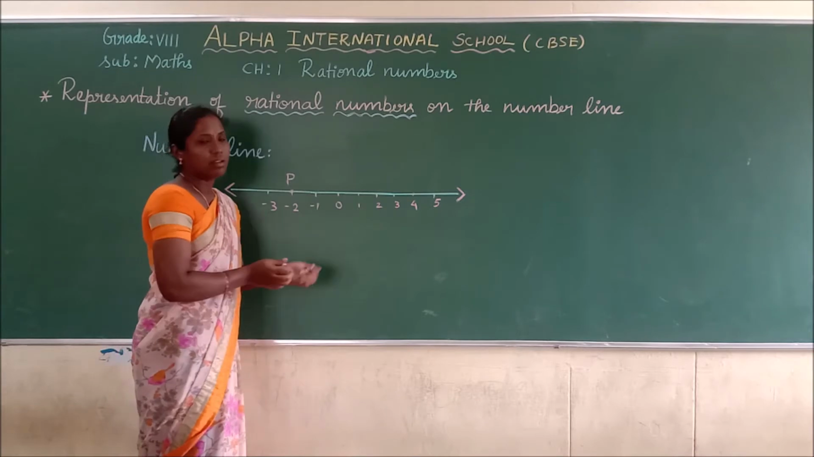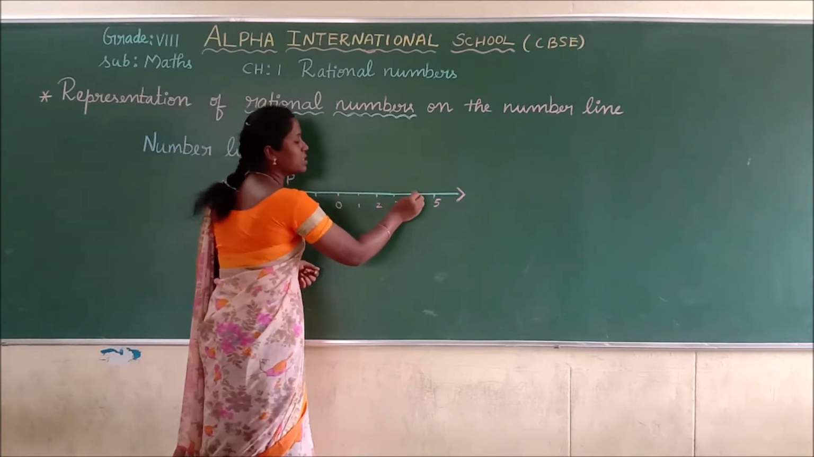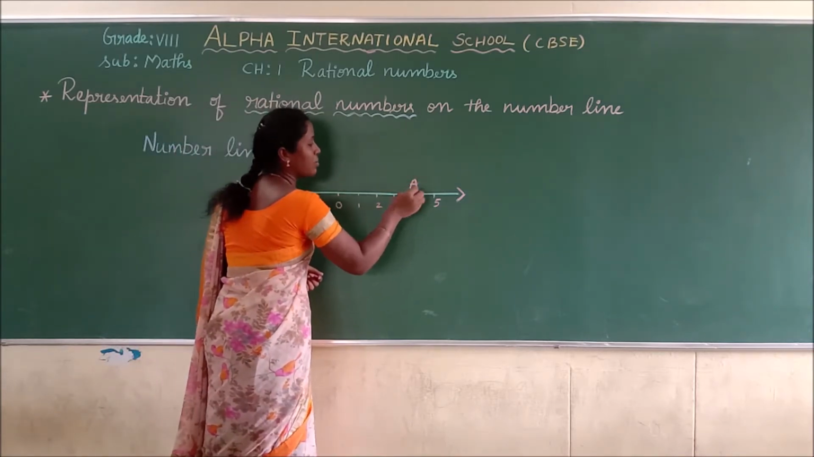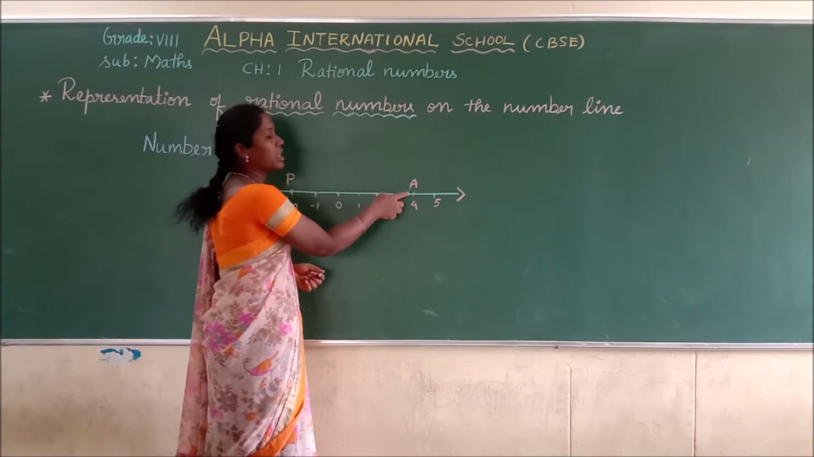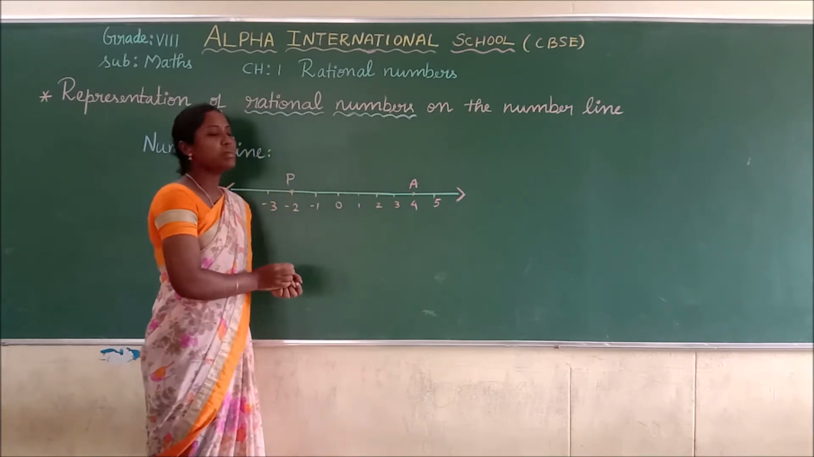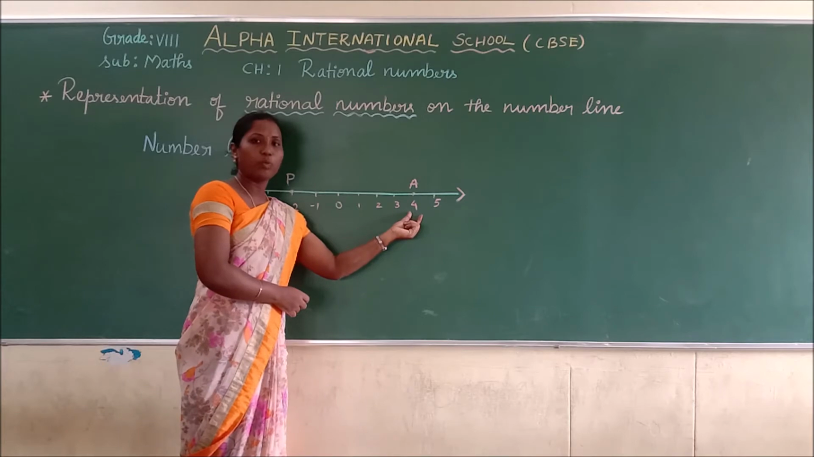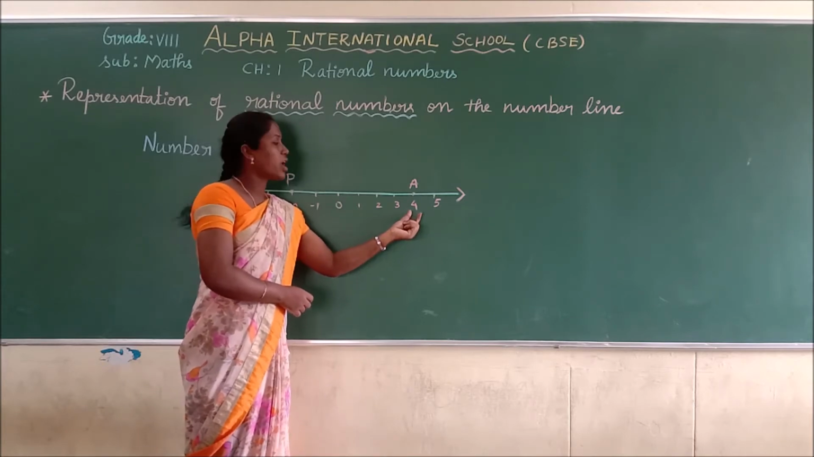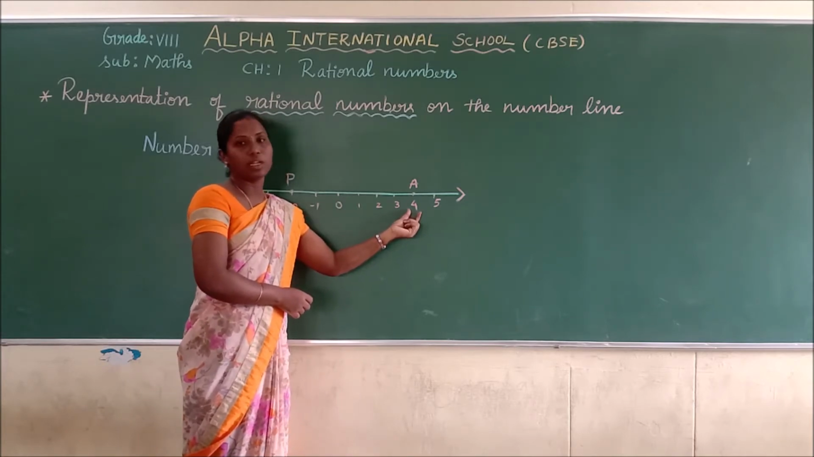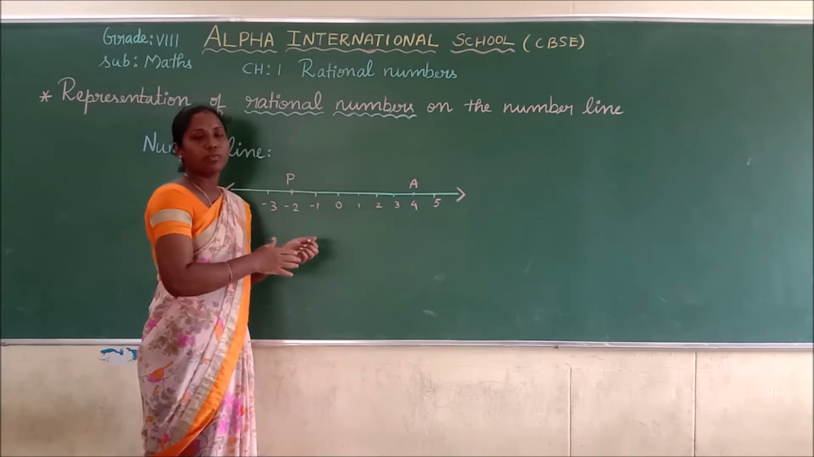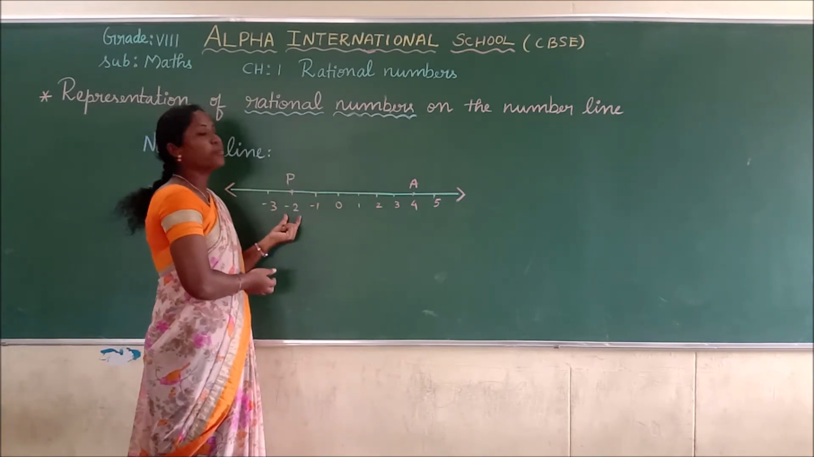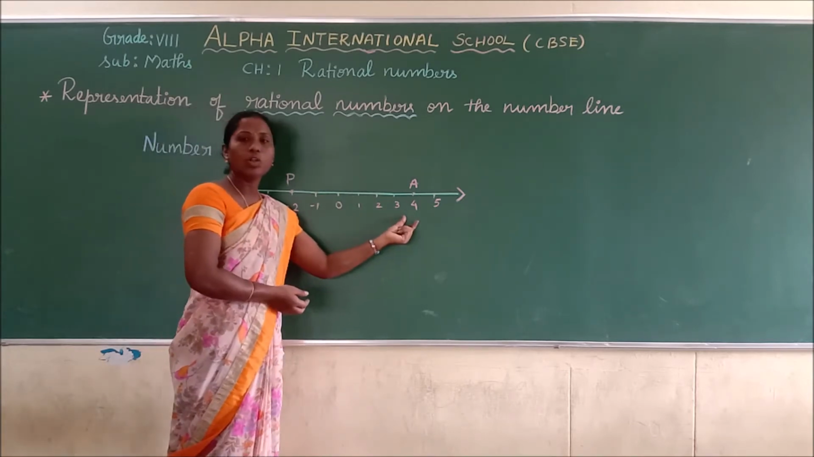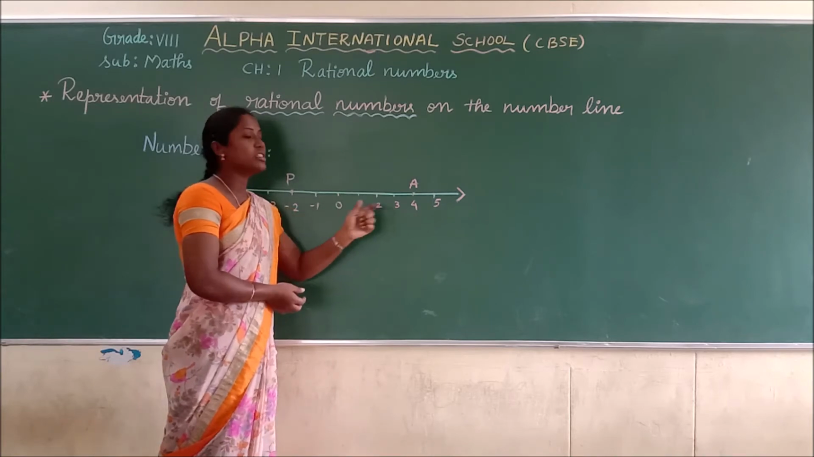If it is a whole number, say 4, I can give the point a name, A. Any alphabet you can give as the name. So this is the point 4. We are marking 4 on the number line. This is a simple one. If you are marking an integer or a whole number on the number line, it is very easy to plot.